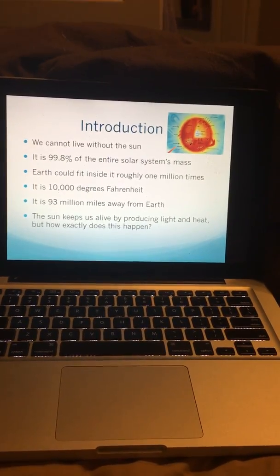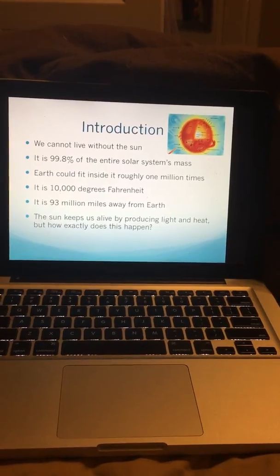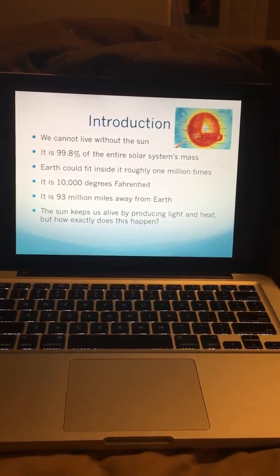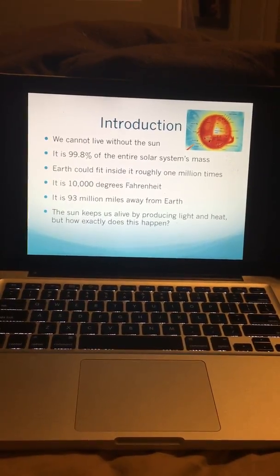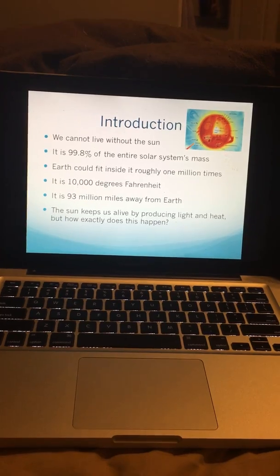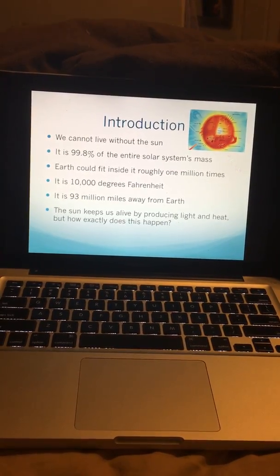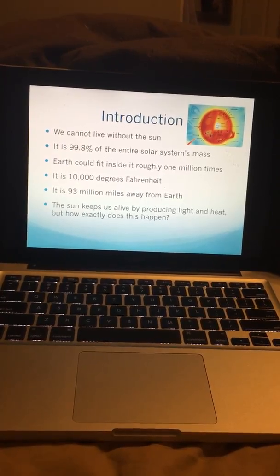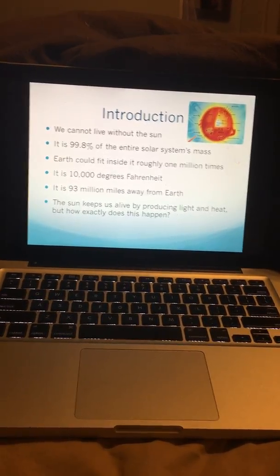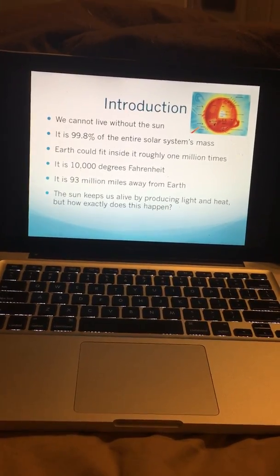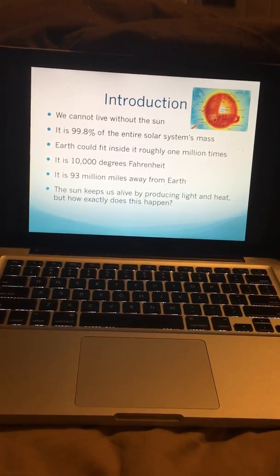Most people are aware that they would not be able to live without the sun. They know it is the center of the solar system in which all planets are in orbit around. It is in fact 99.8% of the entire solar system's mass, and Earth could fit inside the sun roughly 1 million times. While we may only feel the sun at 100 degrees Fahrenheit on Earth, it is actually 10,000 degrees Fahrenheit. This is because the sun is 93 million miles away from the Earth.